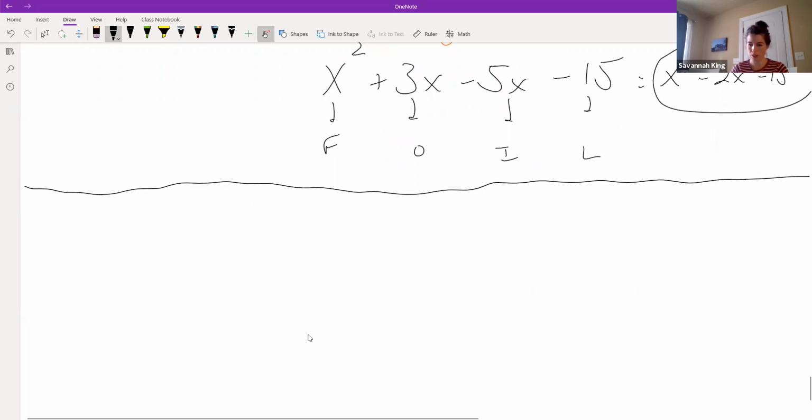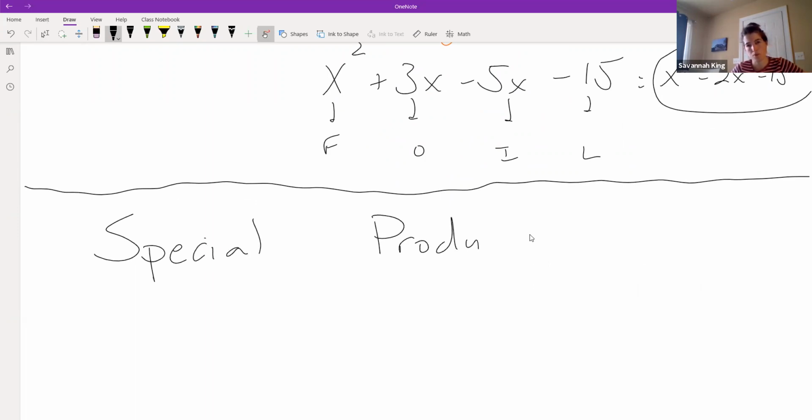Gosh, I do not want to do these, but goodness. There's only 3 of them. I'm going to call these special products. And I'm going to make a note, they are optional at this stage.